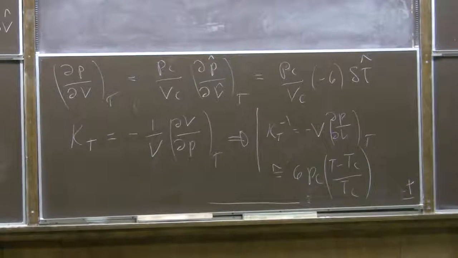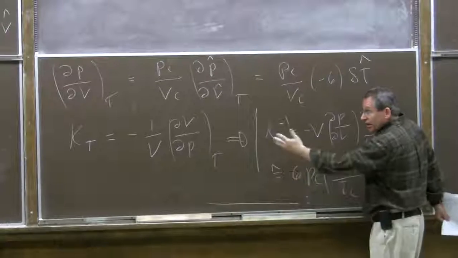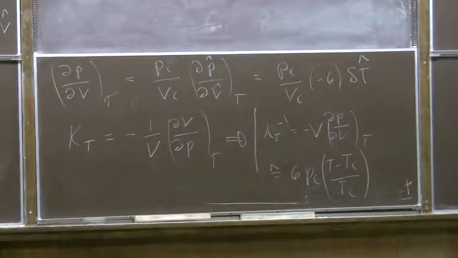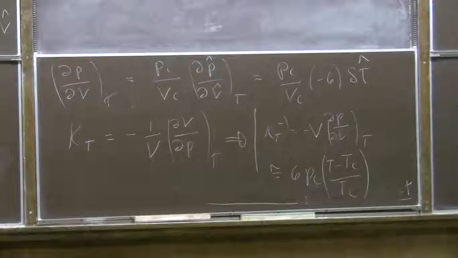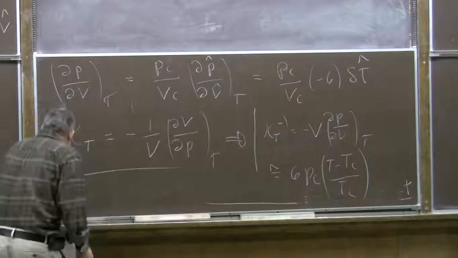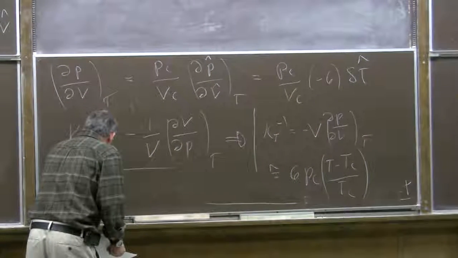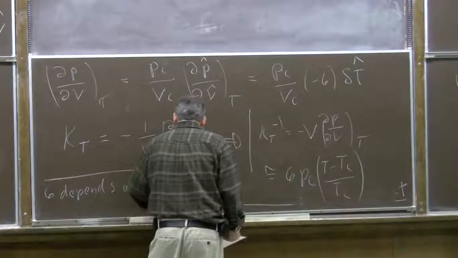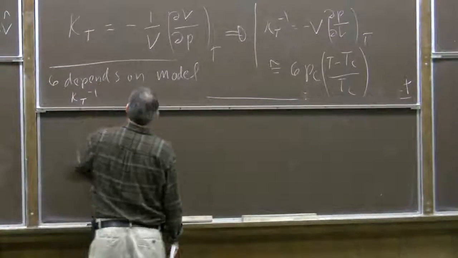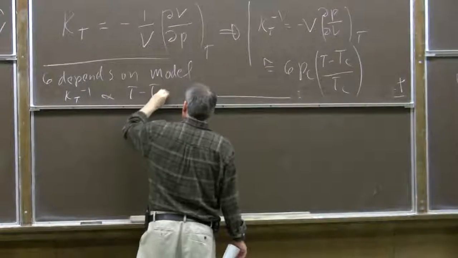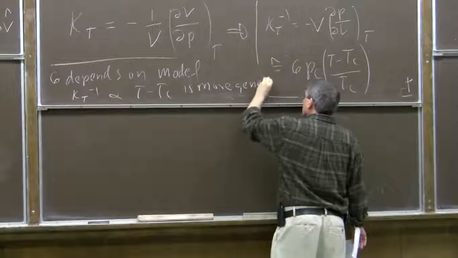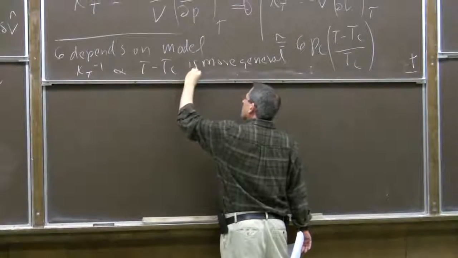So, like in our earlier discussion, to get the 6, you have to really know the details of the van der Waals equation. But to get that the inverse of the compressibility diverges like the first power of tau minus tau c, that was more general. It just came from the cubic structure of the equation of state. So 6 depends on microscopic details, or I'll just say on model. Inverse compressibility being proportional to tau minus tau critical is more general. It just follows from the critical point being the cubic inflection point.